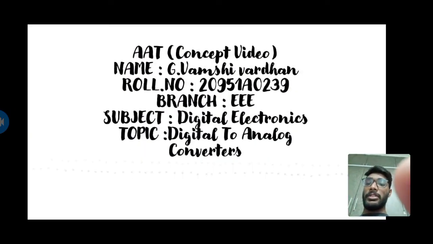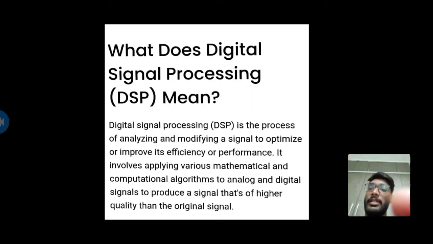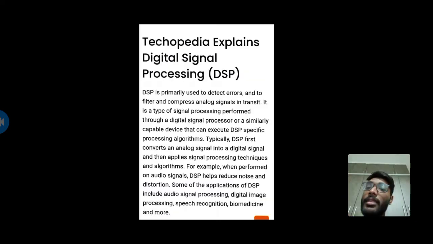Today my topic is about digital to analog converters. What does digital signal processing (DSP) mean? Digital signal processing (DSP) is a process of analyzing and modifying a signal to optimize or improve its efficiency or performance. It involves applying various mathematical and computational algorithms to analog and digital signals to produce a signal that is of higher quality than the original signal.